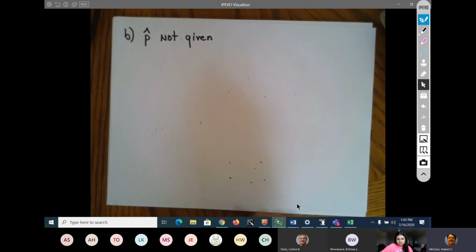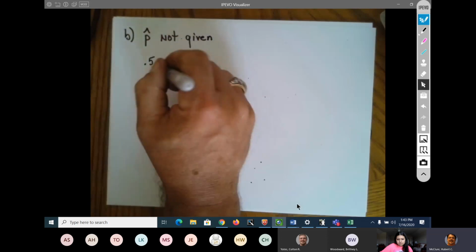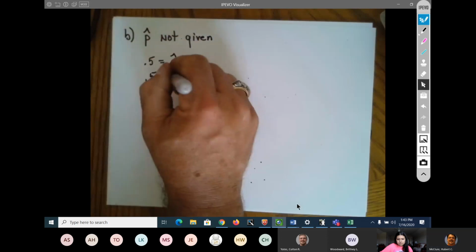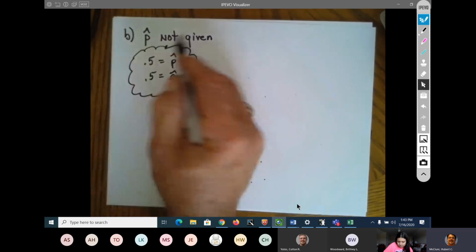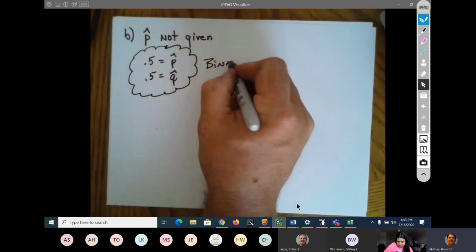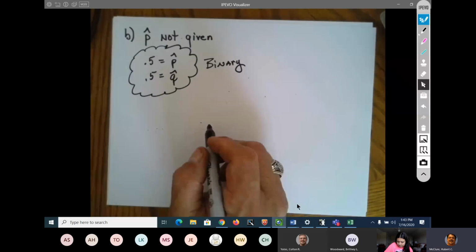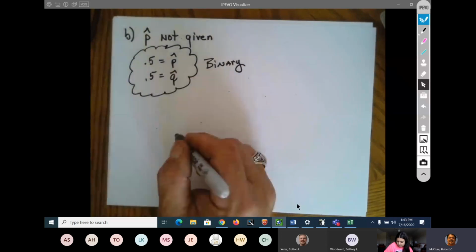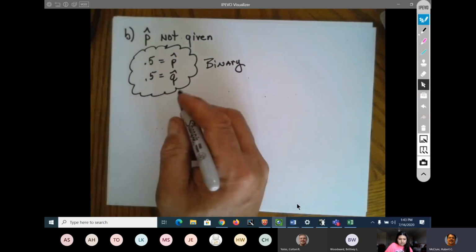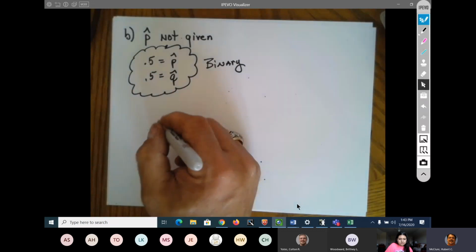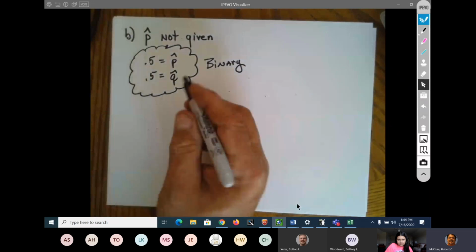So we're going to say 0.5 is equal to P hat. Therefore, 0.5 is equal to what? Q hat. So if P is not given, you're going to treat the problem as a binary, meaning that there's only one of 2 what? Answers. Okay? Now, what is 0.5 times 0.5? 0.25. So if P is not given, your formula is going to look like this, and now you know why.